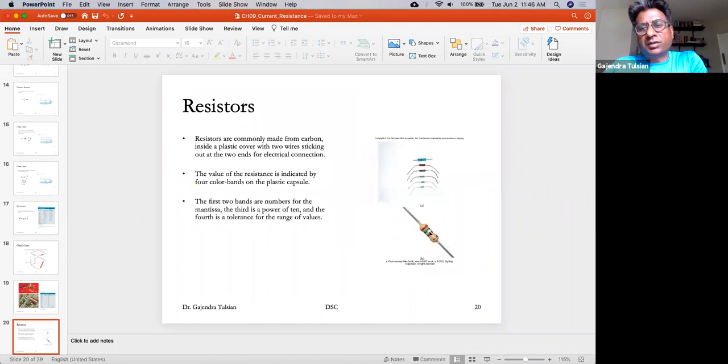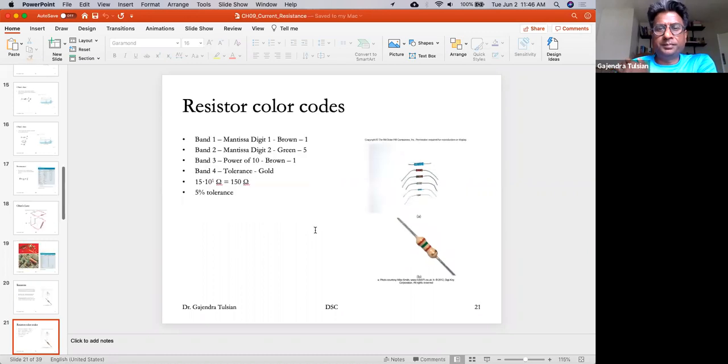So these resistors are commonly made from carbon inside a plastic cover. There's carbon packed inside that plastic cover, and there are 2 wires sticking out, which are the terminals that you use for electrical connections. The value of this thing is denoted by those colored bands.